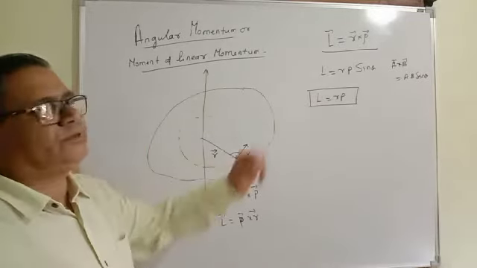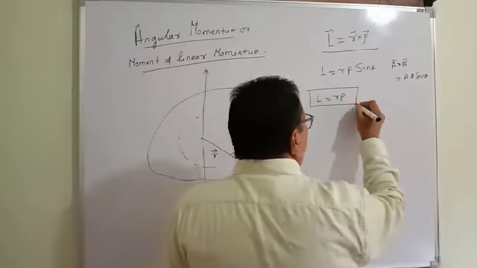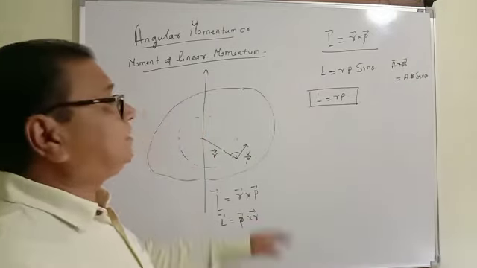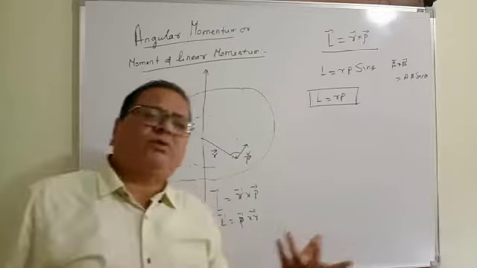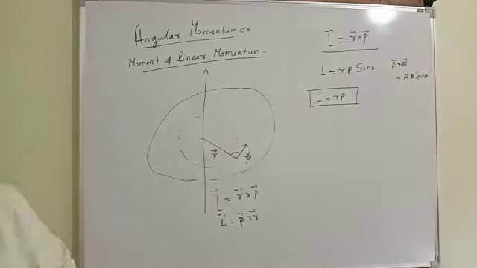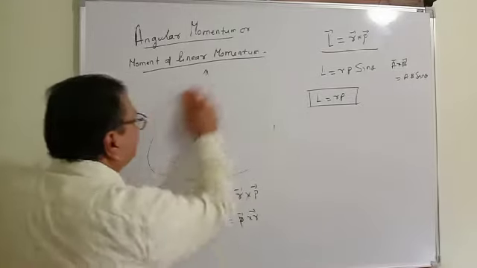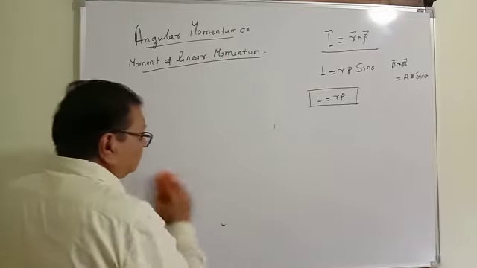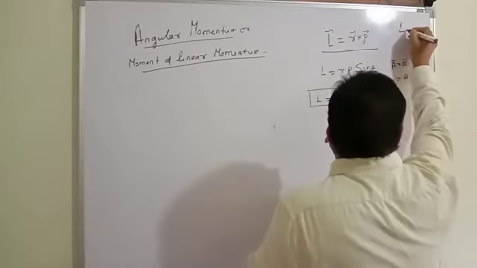So let us derive this expression. This was the definition of angular momentum, L is equal to Rp. So let us derive the expression for angular momentum in terms of different quantities. So the next article is expression for angular momentum, or expression for moment of linear momentum. Angular momentum is a definition, and its magnitude is L is equal to Rp.